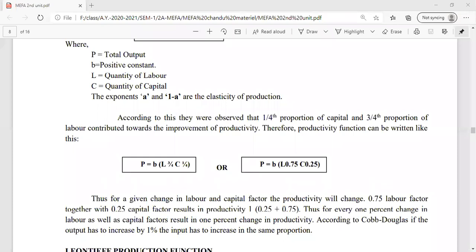Law of returns to scale. So we have law of returns to scale. Okay, law of increasing returns to scale, constant returns to scale, and decreasing returns to scale. What does it mean? Law of returns to scale: increasing returns to scale, decreasing returns to scale, constant returns to scale.